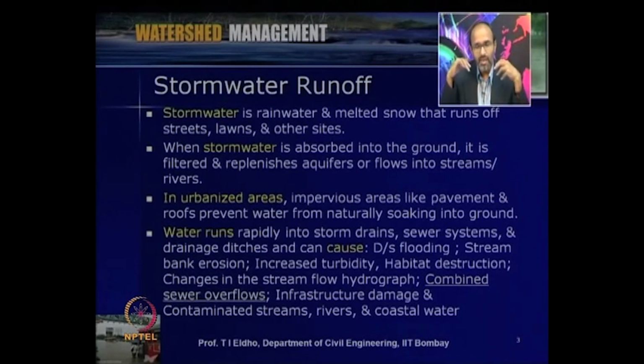So if a huge heavy rainfall takes place, and all this storm water is coming to the downstream areas, then there is a possibility of flooding. Then stream bank erosion: especially wherever the soil is loose and heavy rainfall takes place, there can be stream bank erosion. And wherever this water goes to rivers, many times this water will be taken back for the municipal water supply.